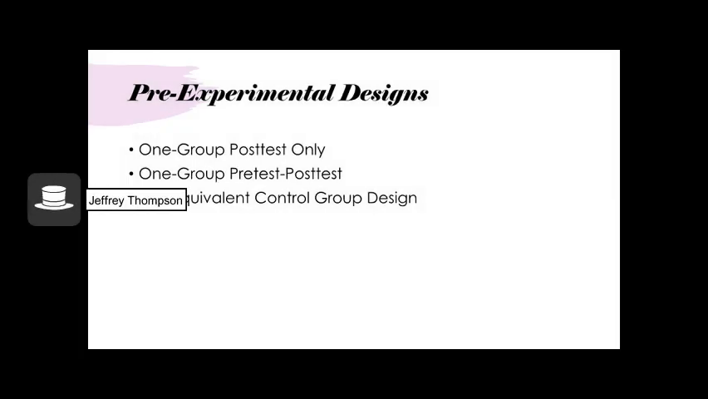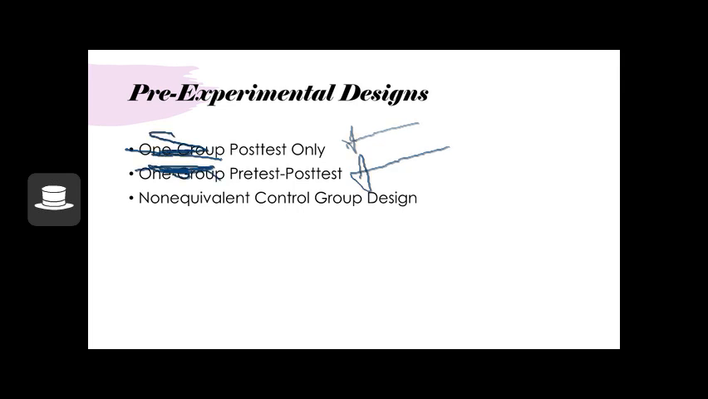So the pre-experimental designs are the one group post-test only, the one group pre-test post-test. So these should seem familiar, right? If I remove the part that said one group, you go, oh, I know what those are. But the difference is now these only have one group. And then we have the non-equivalent control group design.